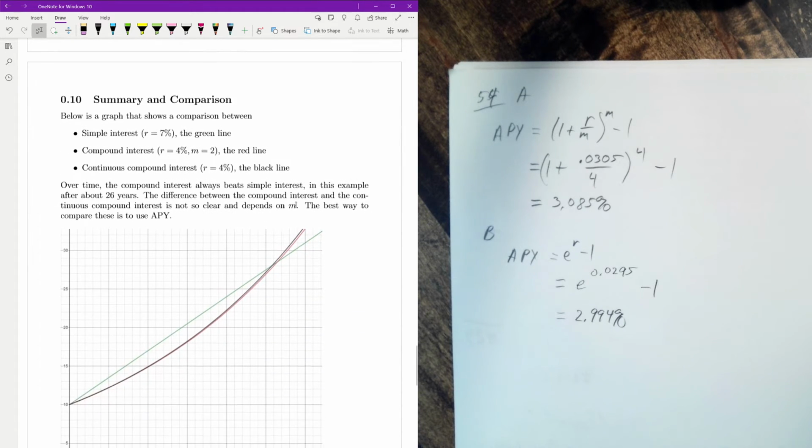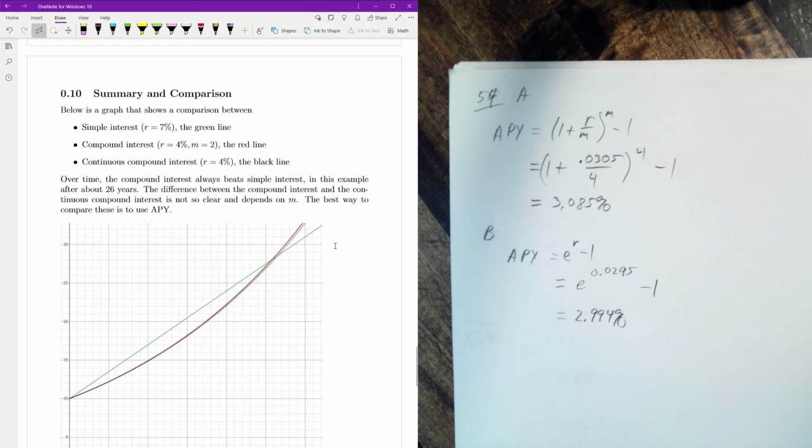Below is a graph. This graph shows a comparison between a simple interest rate, which is literally just a straight line that increases over time, of a rate of 7%. And then there's two more lines here. One is a black line and one is a red line. They both are at the same rate. So they both are 4%.